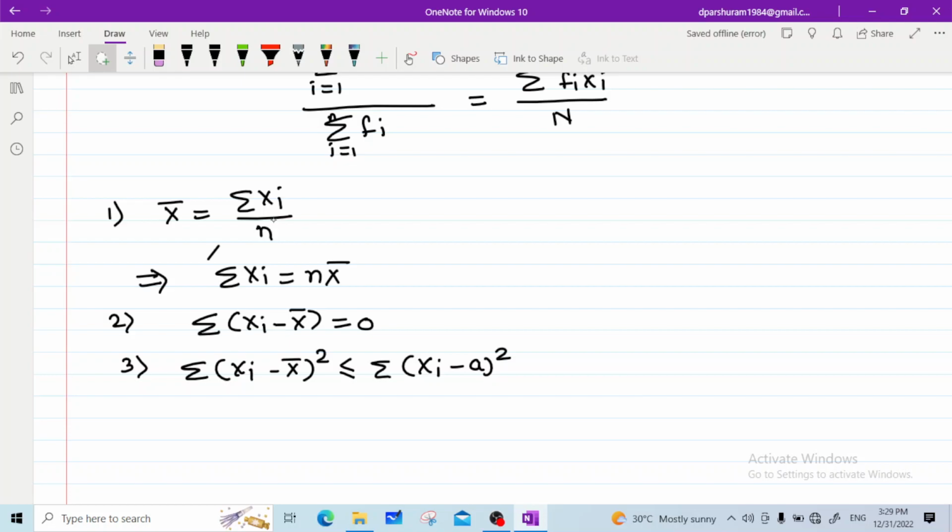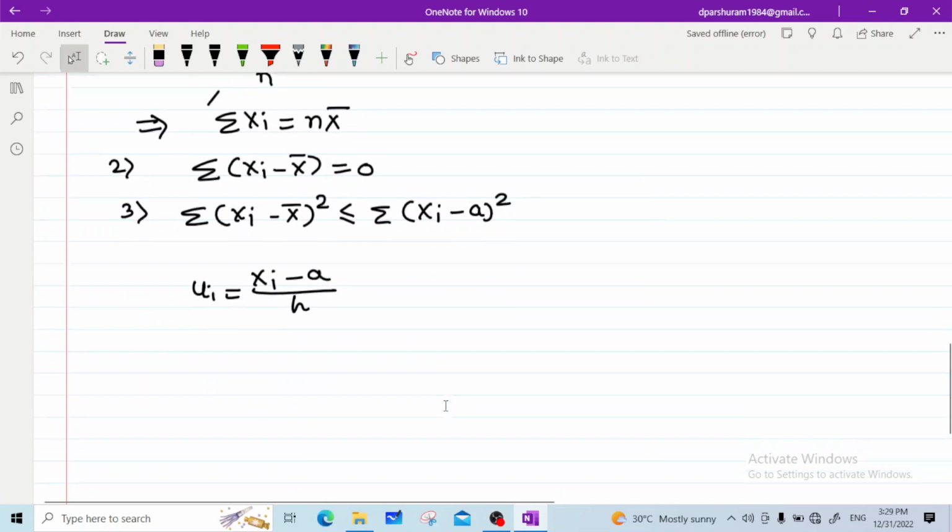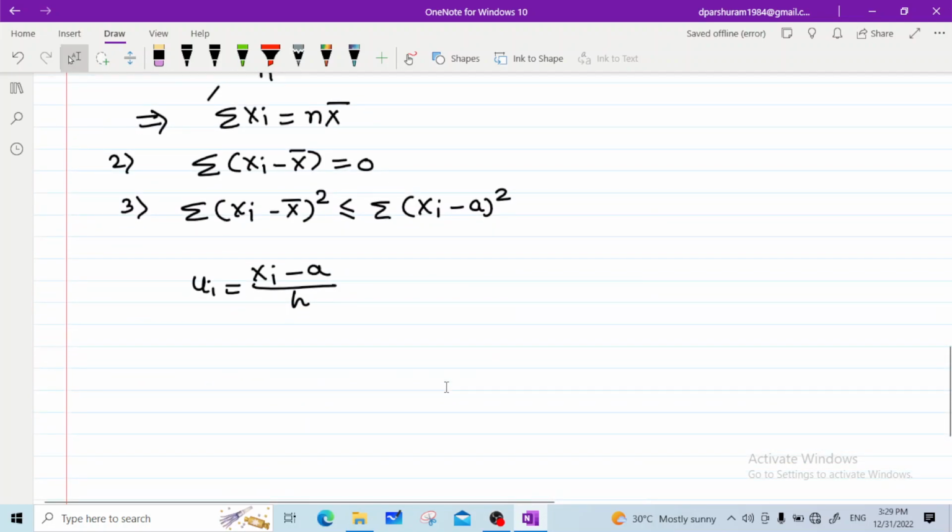The arithmetic mean is affected both by change of origin and change of scale. That is, for this property, ui is equal to (xi minus a) divided by h, where a and h are constants. Then from this we write u bar is equal to (x bar minus a) divided by h. Okay. Then mean of combined groups.